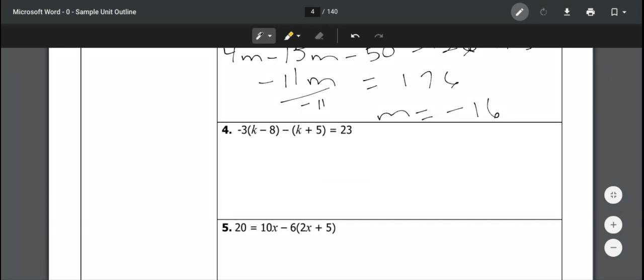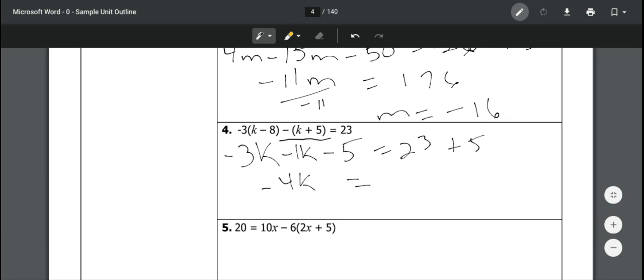Okay. We have negative 3k. And remember, at any point, you could stop and do these on your own. If you want to see, just make sure you're checking them. Remember, when there's a negative sign in front of the parentheses, that means we change the sign of everything in the parentheses. Now we have a negative 3 minus 1, so negative 4k. And now I'm going to add that 5 over here. So we have 28. Divide by negative 4, we get negative 7.